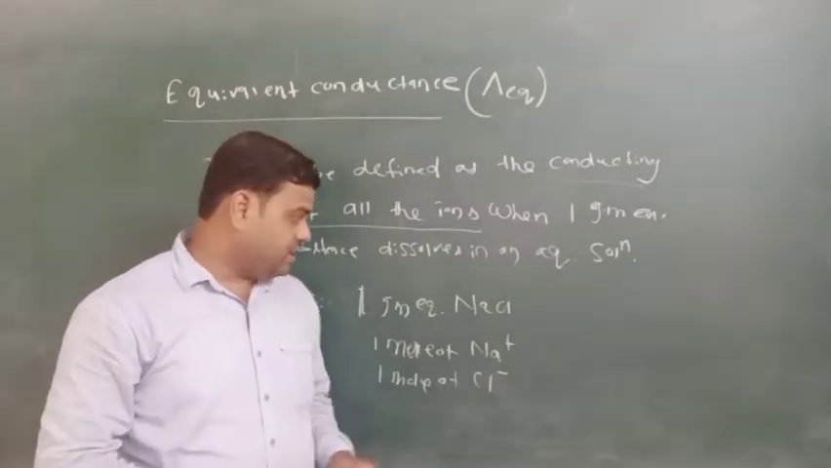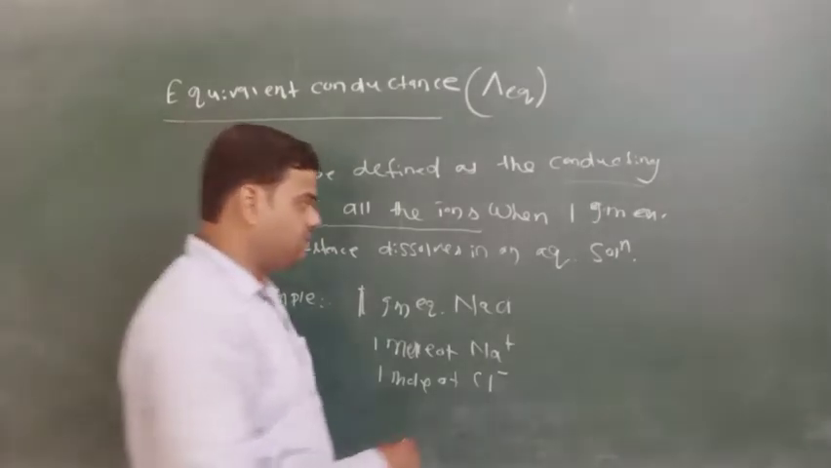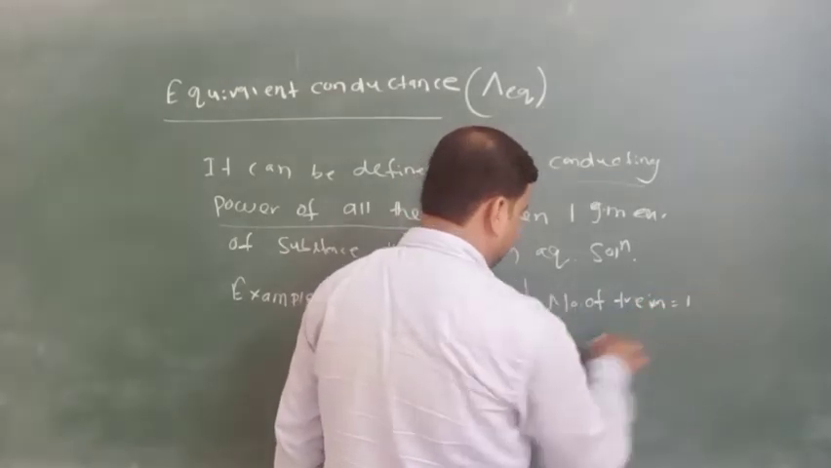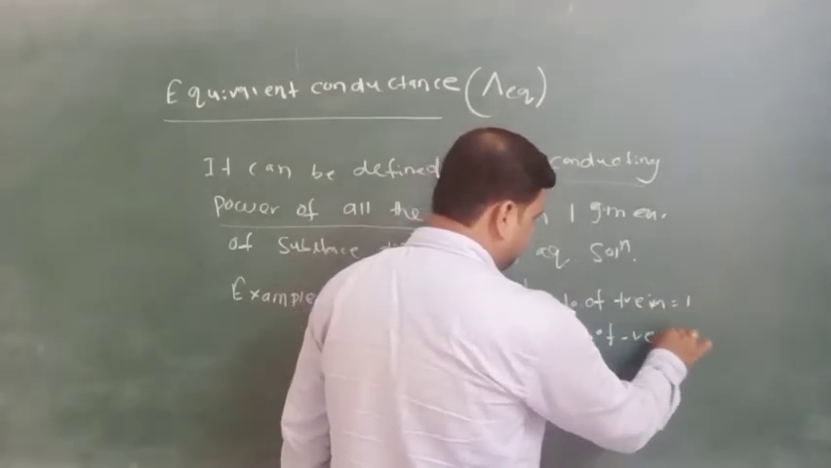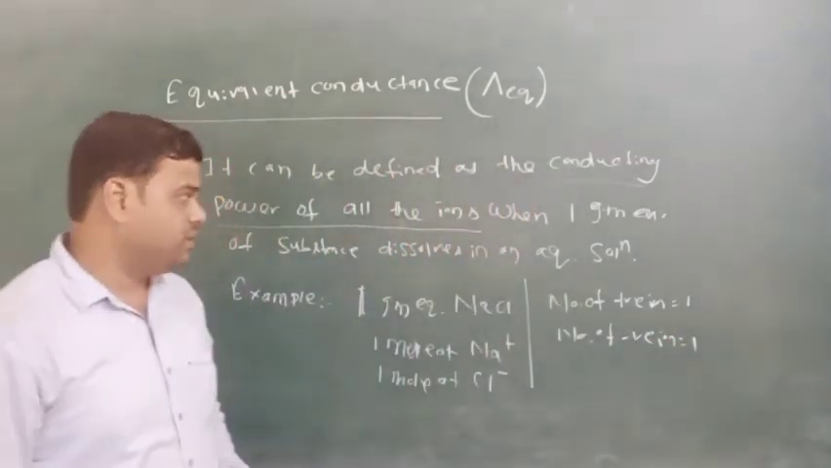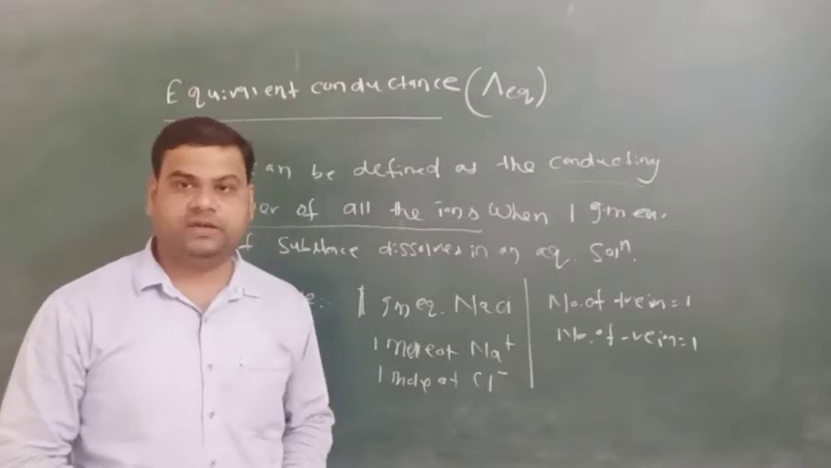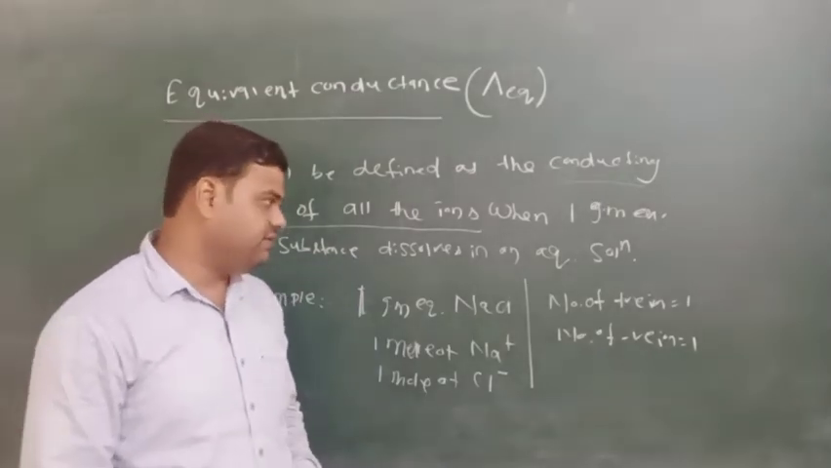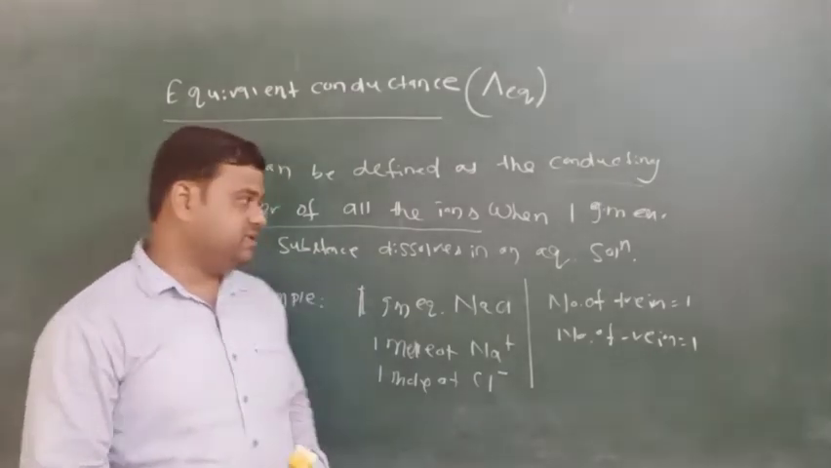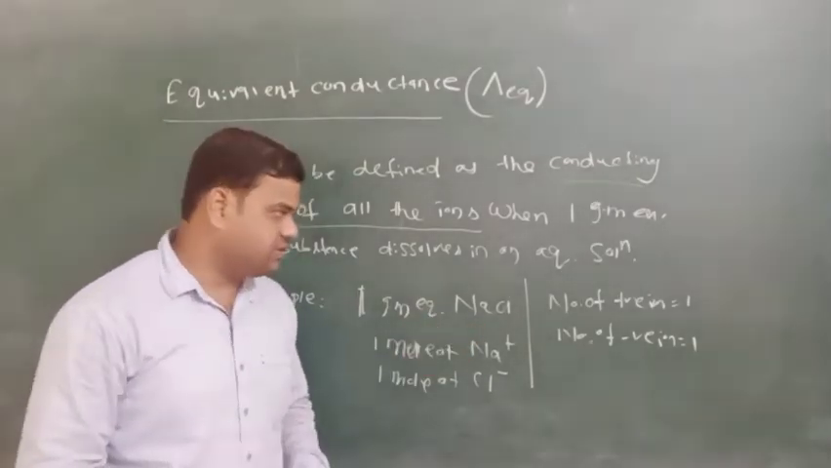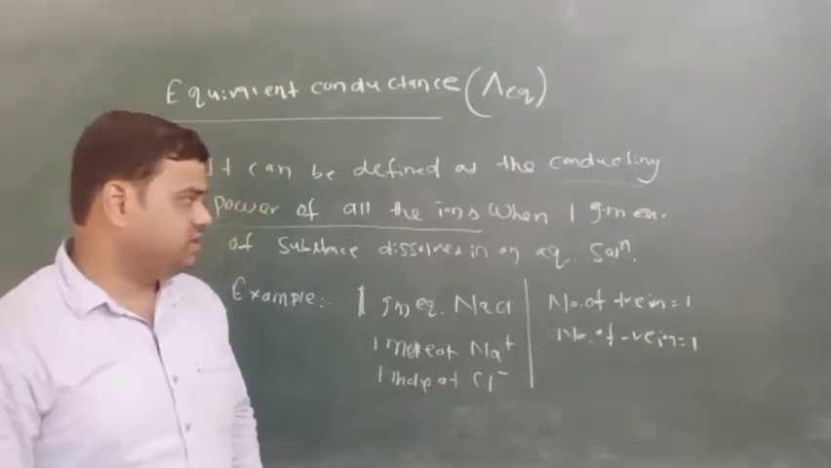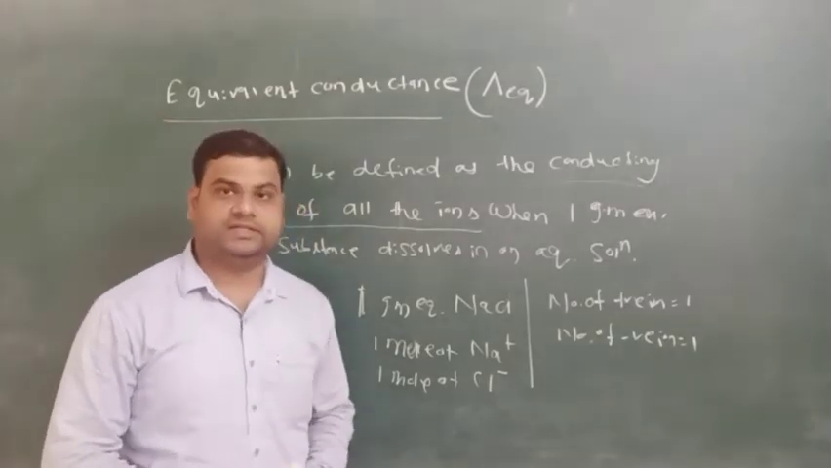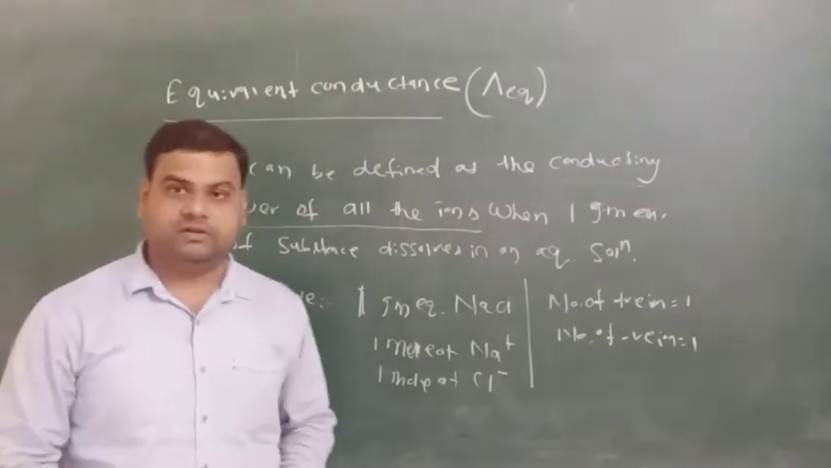So here the number of positive ions is 1, and the number of negative ions is also 1. When we take 1 gram equivalent of NaCl, the positive ion and negative ion will be formed, and they will conduct electricity. It means the conducting power of these positive and negative ions when dissolved in an aqueous solution. It is all about the equivalent conductance.